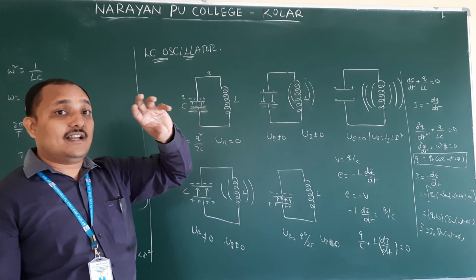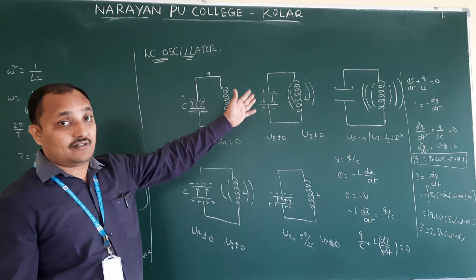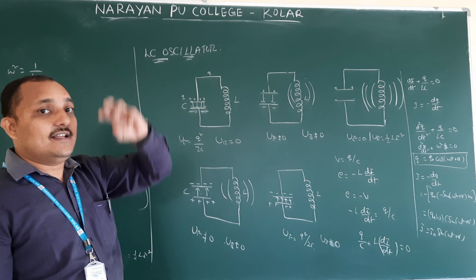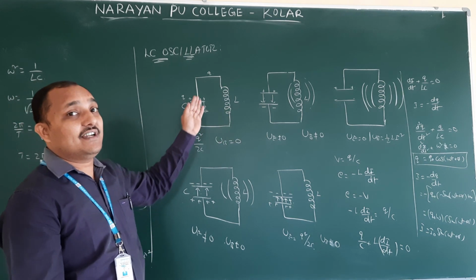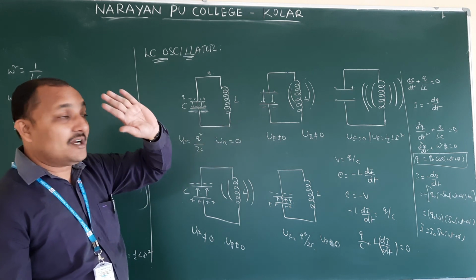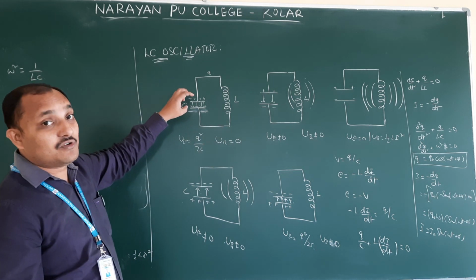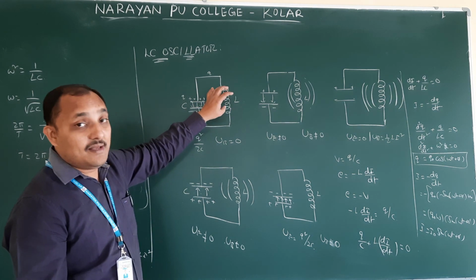In an LC oscillator, energy is going to be oscillating. Not L and C will oscillate, like a simple pendulum oscillating, not like that. So energy is going to be oscillating. Which energy is converting into which energy? Electrical energy is going to convert into magnetic energy. Why? Because in a capacitor we store electrical charge. In an inductor we store magnetic energy.